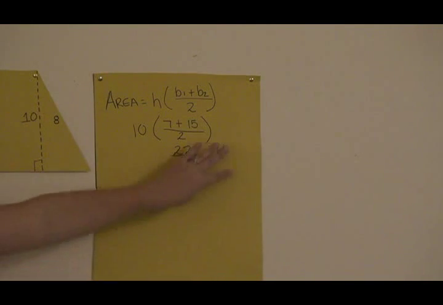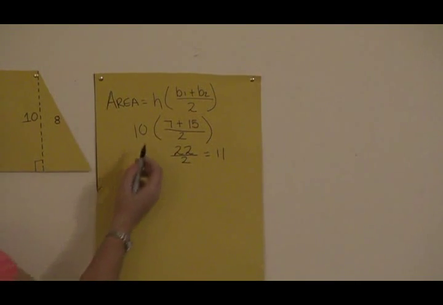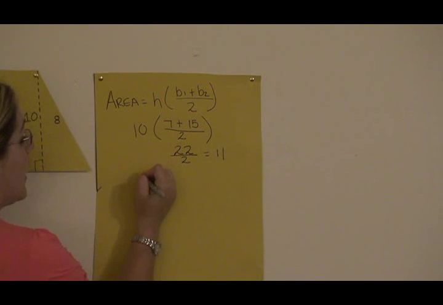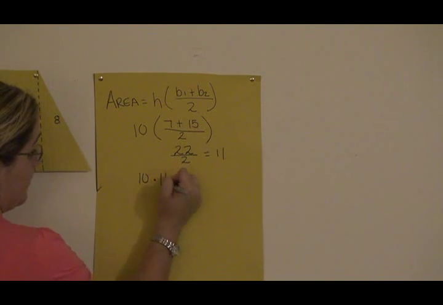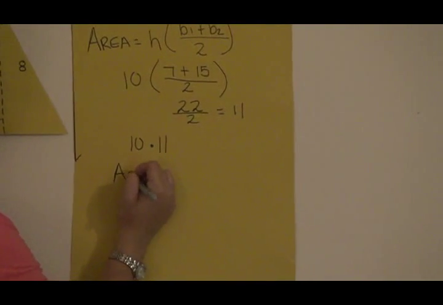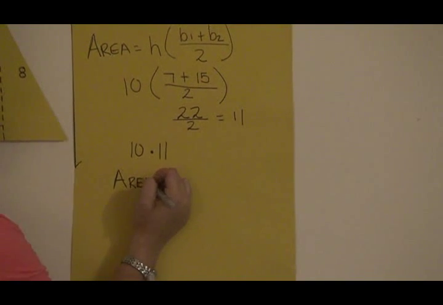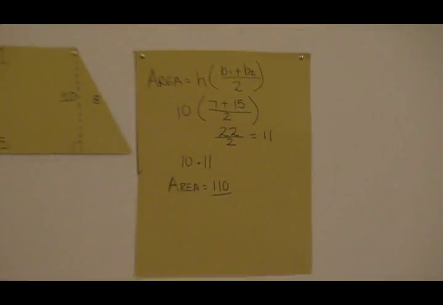So now we know this part of the equation right here. Now we need to go ahead and continue. We know our height is 10, and we need to multiply this by 11. So this will tell us that the area of the trapezoid that we have been given is equal to 110.